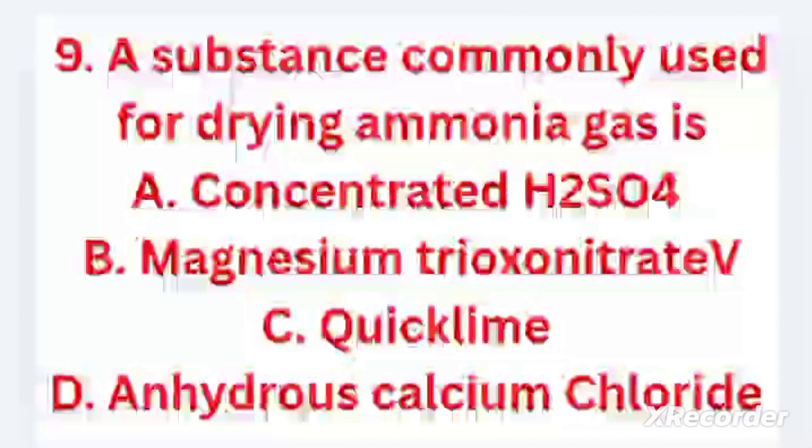Firstly, ammonia gas is a basic gas. So if we are going to use H2SO4, H2SO4 is acidic, so it would most likely react with ammonia. And magnesium trioxynitrate 5 cannot be used as well, we don't even use it for drying gases at all, so that is out of the options. But we can use calcium oxide, but this is less commonly used. Calcium oxide can absorb moisture easily, so it is less commonly used. So the most commonly used here is anhydrous calcium chloride.